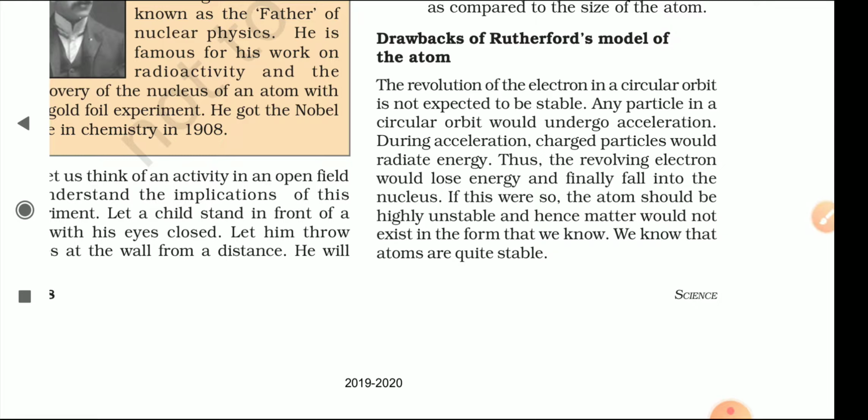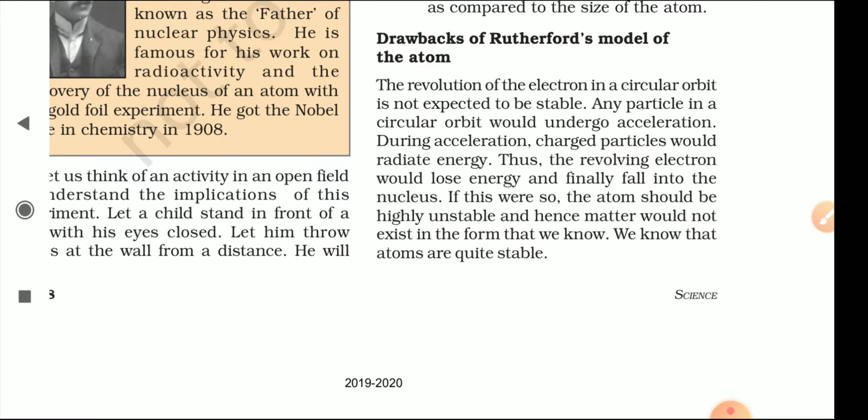So the electron in a circular orbit is not expected to be stable. Any particle in a circular orbit would undergo acceleration. During acceleration, a charged particle would radiate energy, thus the revolving electron would lose energy and finally fall into the nucleus. If this was so, the atom should be highly unstable and hence matter would not exist in the form that we know.